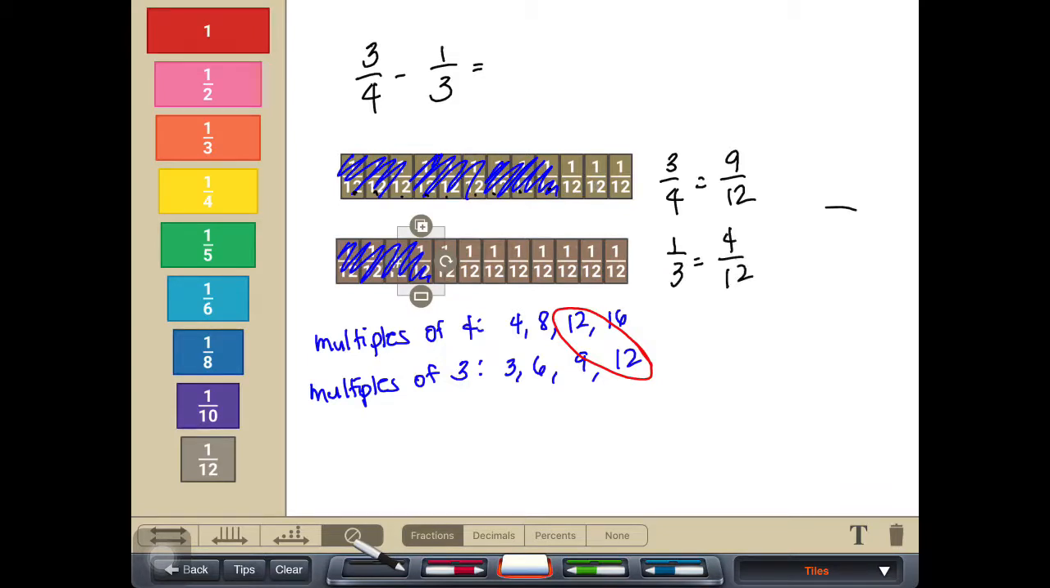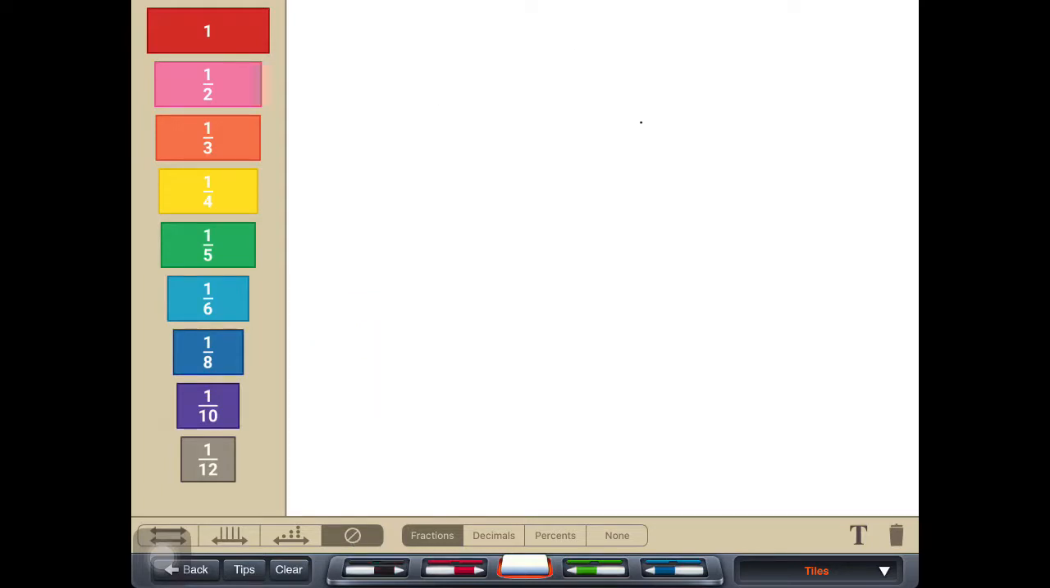Now that we have the same denominator already, we can already have it written here. That's 9 12ths minus 4 12ths. So 9 minus 4 is 5 12ths. Alright, so this is how we subtract fractions with different denominators. Let us now try to have two more examples, but this time I won't be showing it anymore using the fraction bars. So one for addition and one for subtraction.